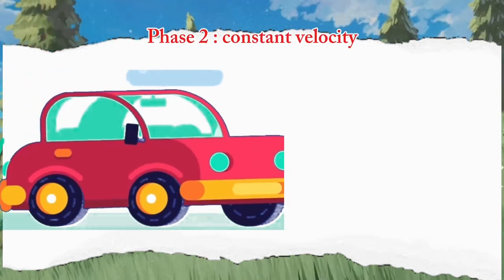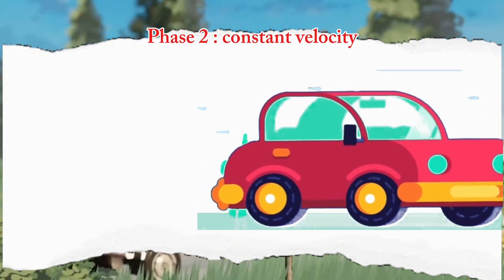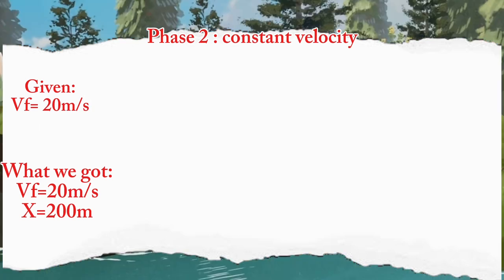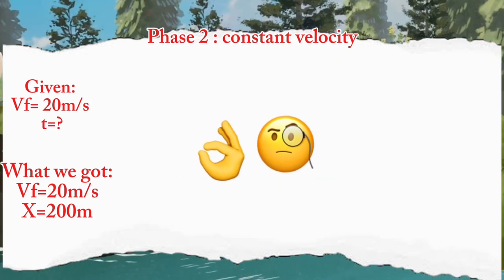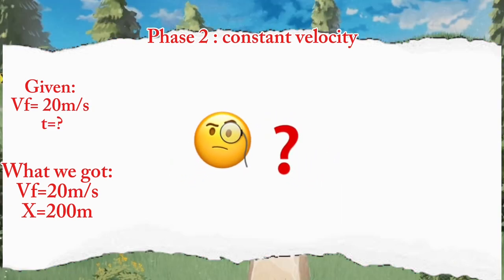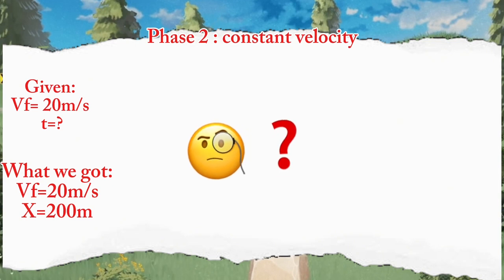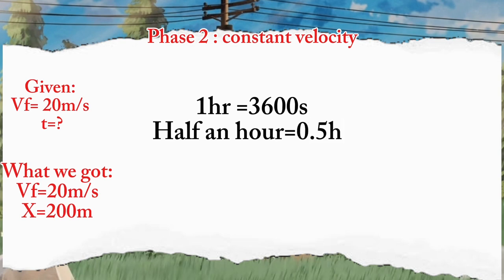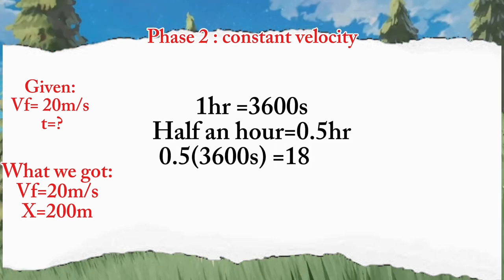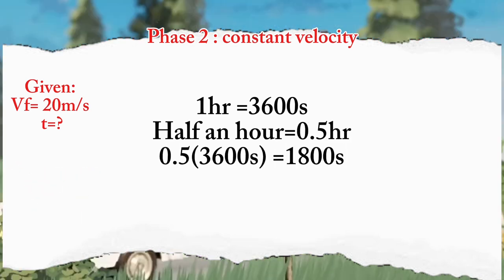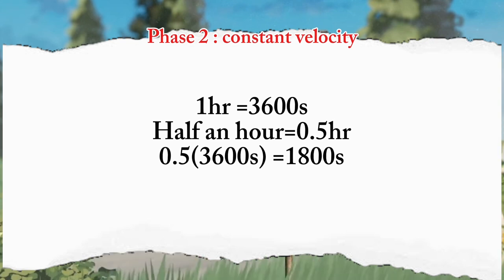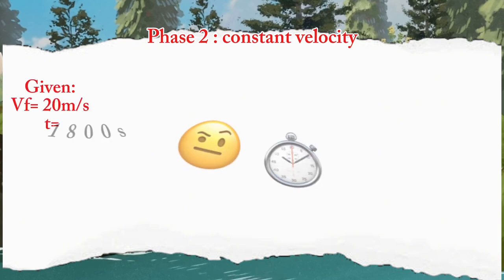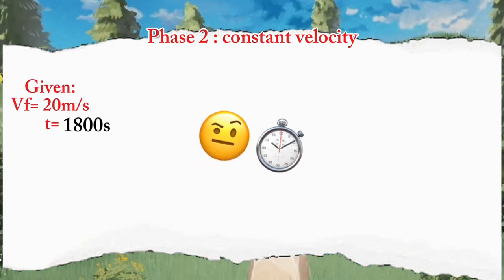Phase 2, constant velocity. Now, after accelerating, the car continues to travel at constant speed for half an hour. This is the given data. Final velocity equals 20 meters per second from phase 1's final velocity. We need to convert half an hour to seconds. We know that 1 hour is equivalent to 3,600 seconds. Half an hour is 0.5 hours times 3,600 seconds per hour equals 1,800 seconds. So our time is 1,800 seconds.